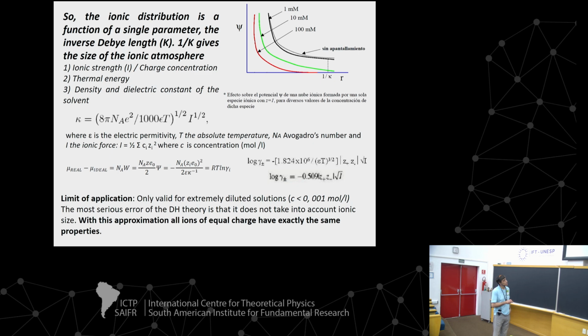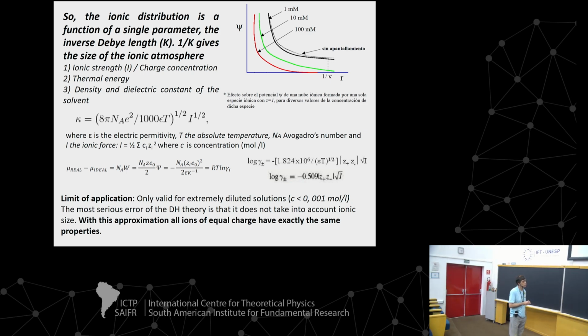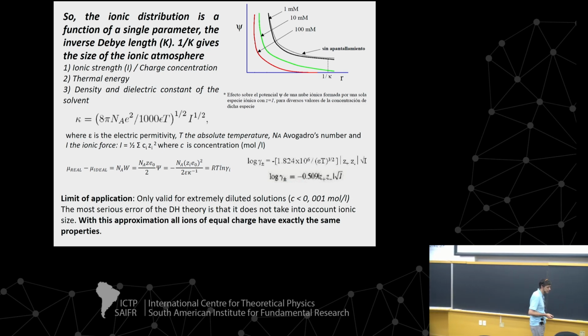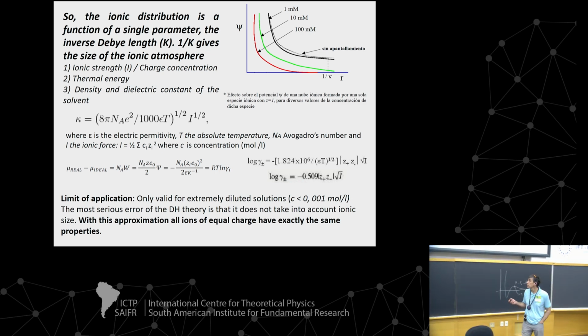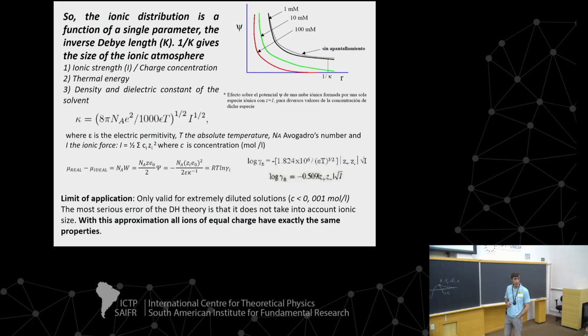And in this sense, what is important is that you can calculate the activity coefficients, but of course you are going to be able to obtain mean values for the activity coefficient. The limited application is that you can only use very diluted solutions, and the problem is that for this theory, all ions of the same kind behave in the same manner, since there's nothing here concerning size of the ions. So ions of the same charge are going to give you the same result.